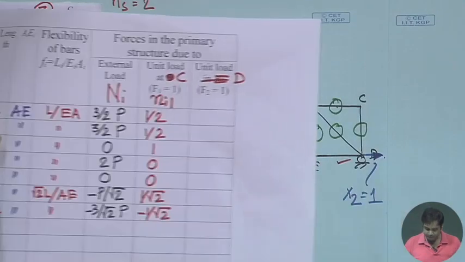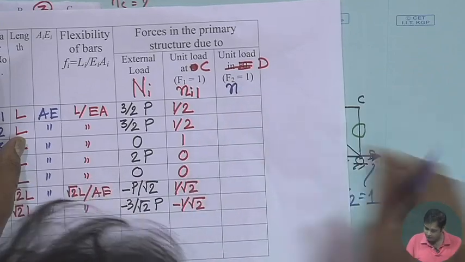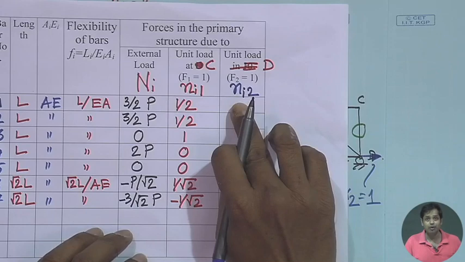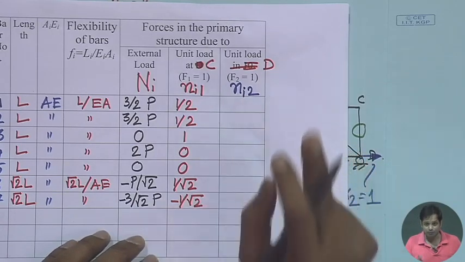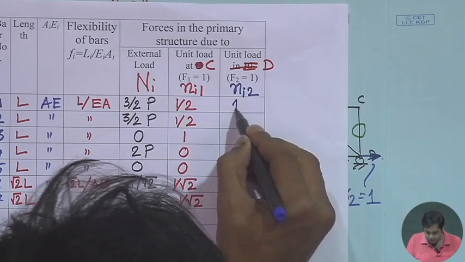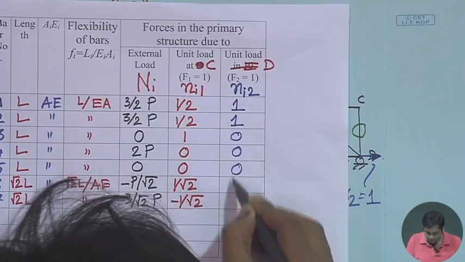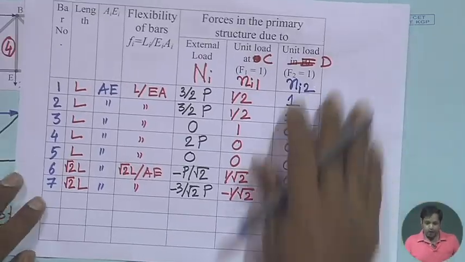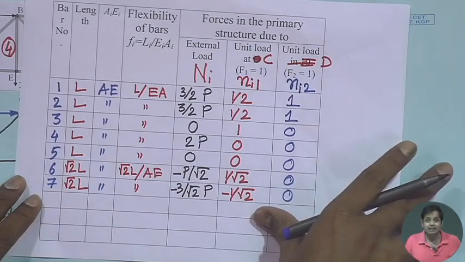So, write these values. This is N, this we can write as N2, because it is due to the unit load acting in the direction of the second redundant force, which is x2. So, this value is 1, this value is 1 and all these values are 0, 0, 0, 0. Now, we have done step 3 and step 4. Next is step 5.